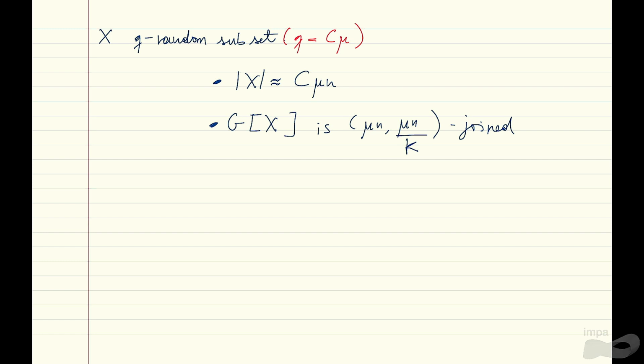We take a random subset with probability q of this form, C times mu. X is the random subset. It's going to have size roughly C times mu n. The conclusion is that the induced graph by this subset X is going to be mu n over k joined. So this is essentially saying we can reduce this parameter by any factor we want.